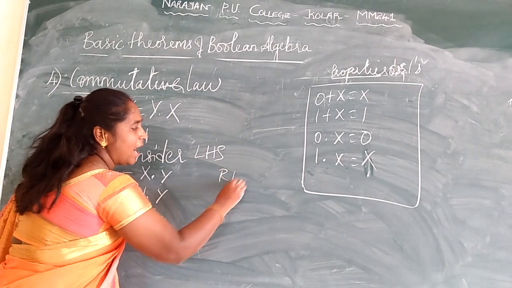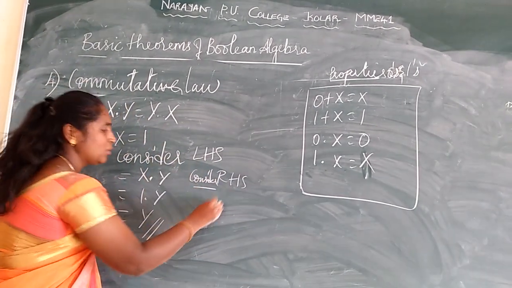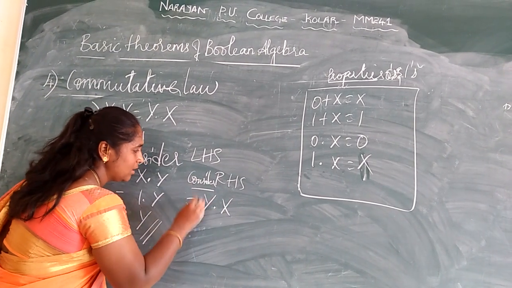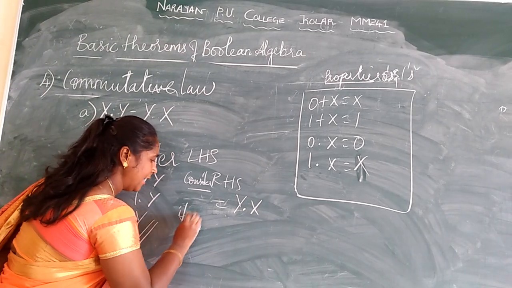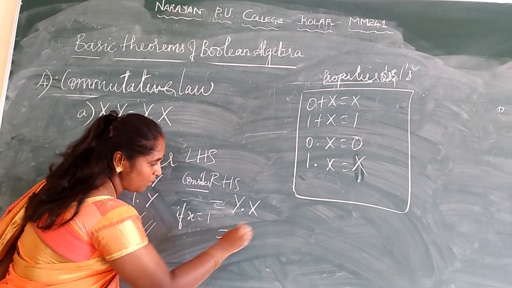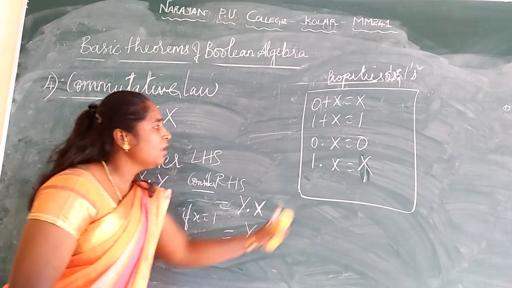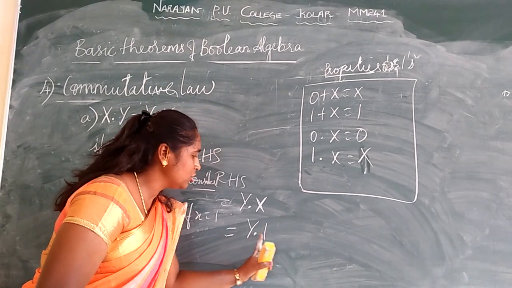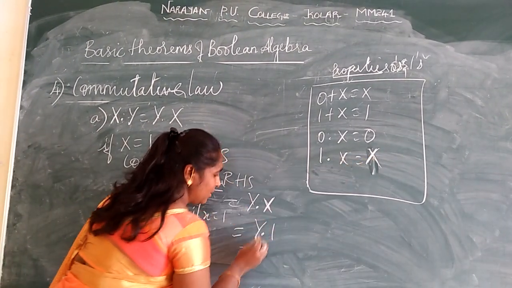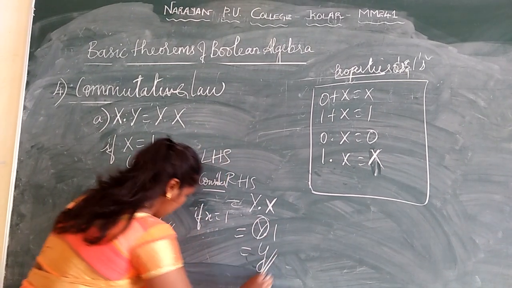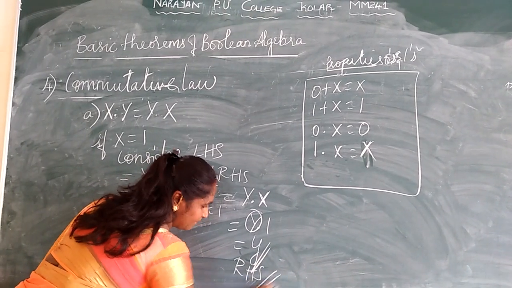Now consider your RHS, that is y dot x. So you consider RHS y dot x if x is equal to 1. Y dot x is nothing but y dot 1. That is the same condition. 1 dot x is x, so in place of x it is y. Again, it is nothing but your y. So your LHS is proved equal to your RHS.